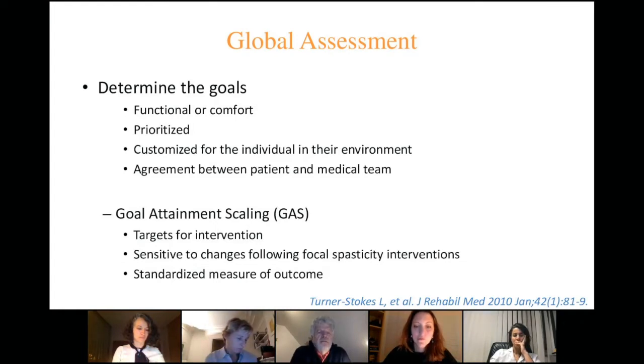And when it's a bit difficult, you can be helped by using some specific scales or tools like the goal attainment scaling, which proposes a list of targets for intervention. And this scale is quite sensitive to changes following focal spasticity intervention, and provides as well a standardized measure of outcome.